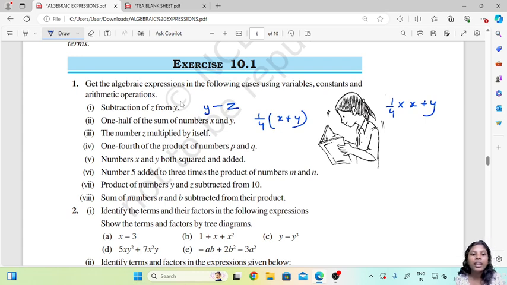So like this we can solve these algebraic expressions. From statements we can even write the expressions. Then we know what are terms, unlike terms, then we know what are variables, factors, all these terms we have learned in this part.